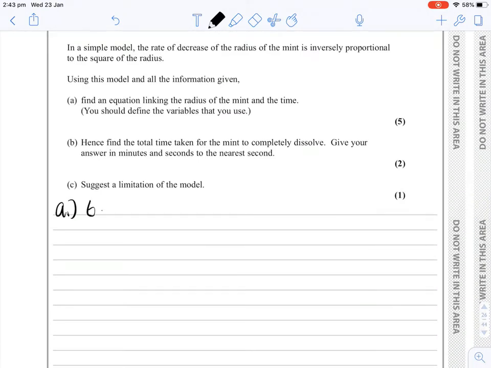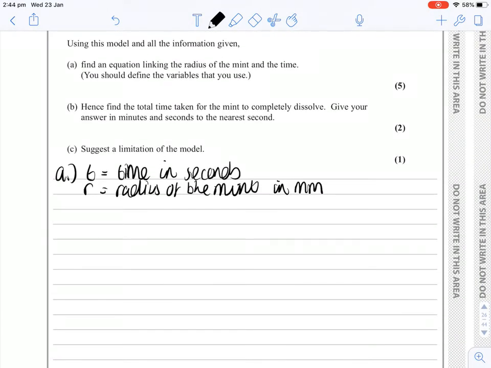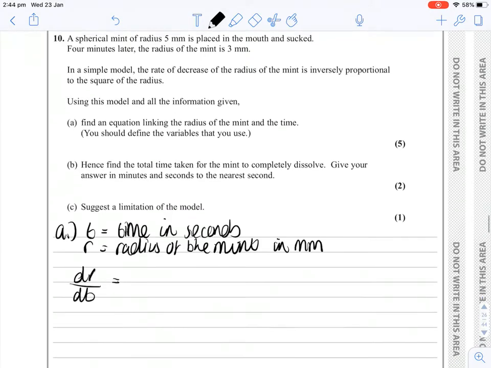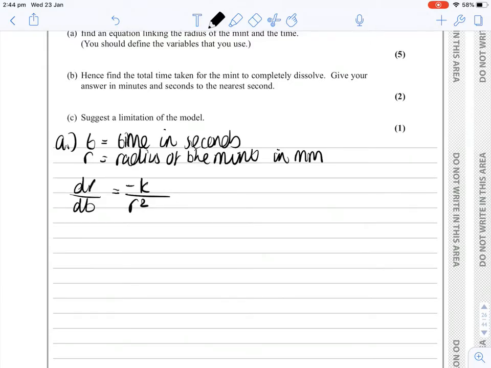So what we're going to say is that t is time in seconds. We're going to go r is the radius of the mint in millimeters. So what we can say is that dr/dt, the change of the radius over time, we know is, sorry, not negatively proportional, inversely proportional to the square of the radius. So this is going to be minus k over r squared.